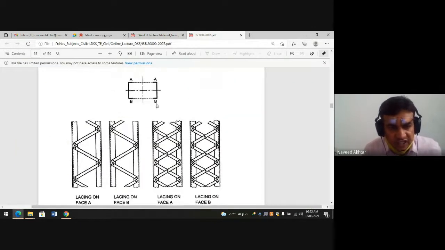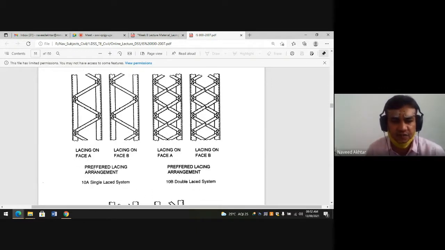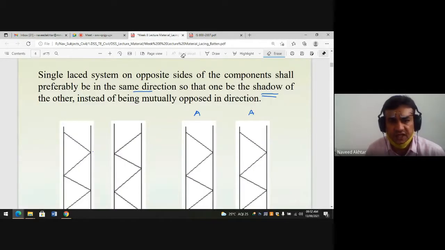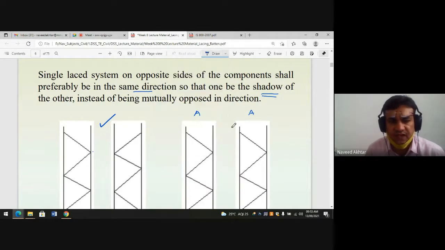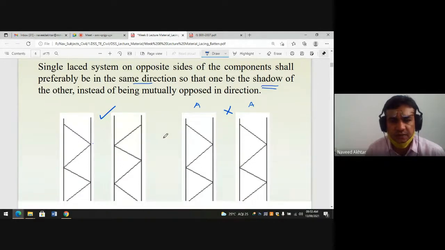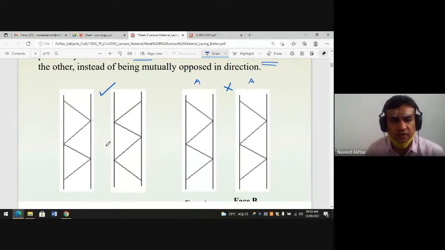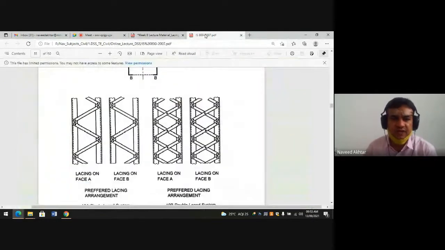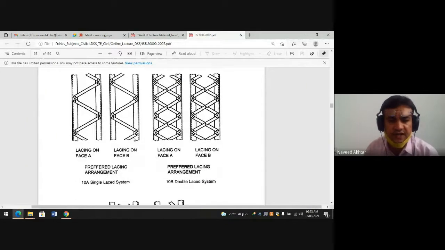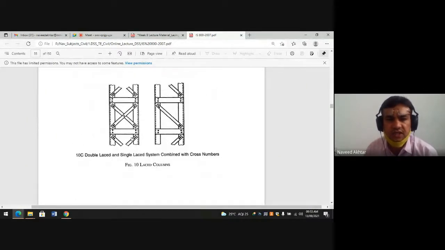So if face A view looks like this, face B will look opposite of this. Okay. So likewise, it should be the shadow of face A in face B, and this is the preferred lacing arrangement. Okay, so I will bold it. This one is the preferred lacing arrangement, and this one is not preferred because it is not the shadow. Likewise, it is taken from our Indian Standard Code IS 800:2007.